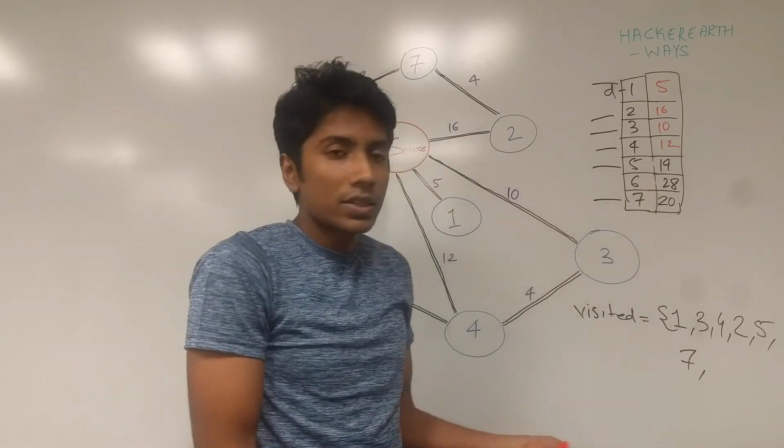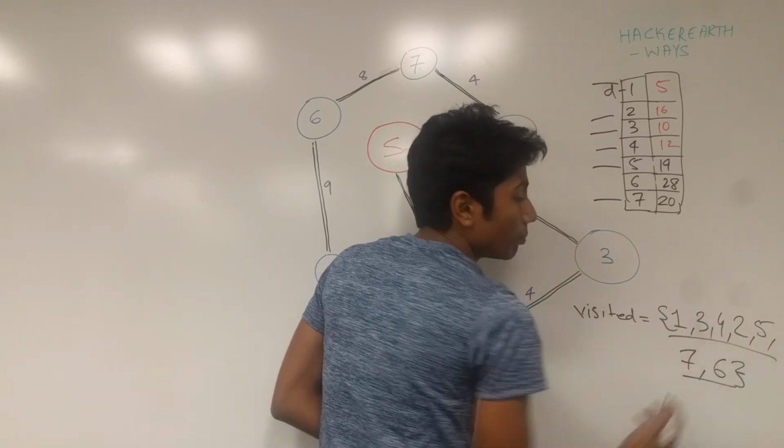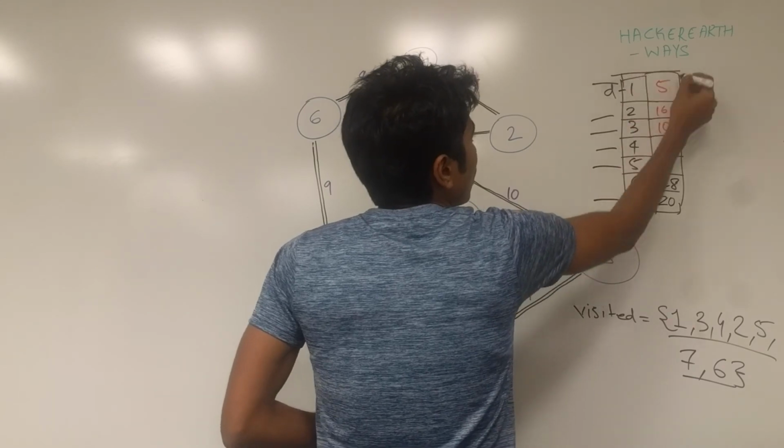Now 6 is the only city remaining. There's nothing to do really. So 6 is also added to the set, and your visited set is complete, and you have these distances from the source node to the destinations.